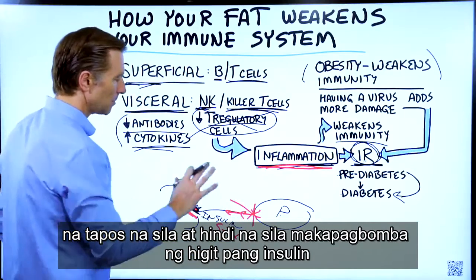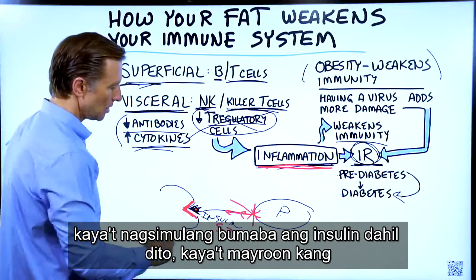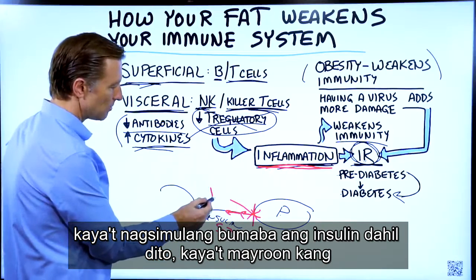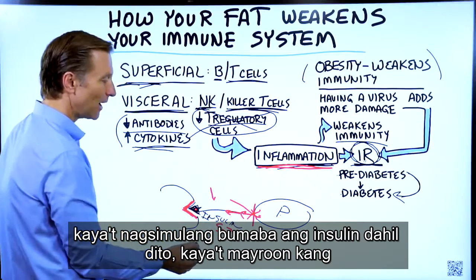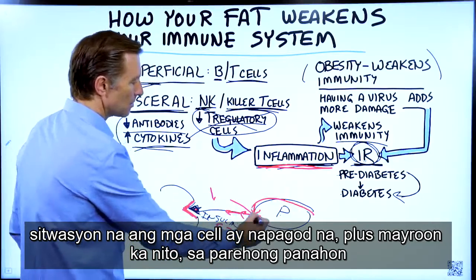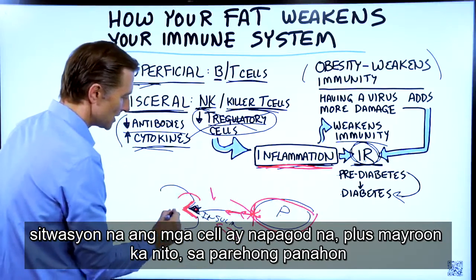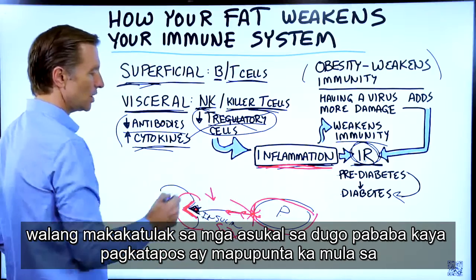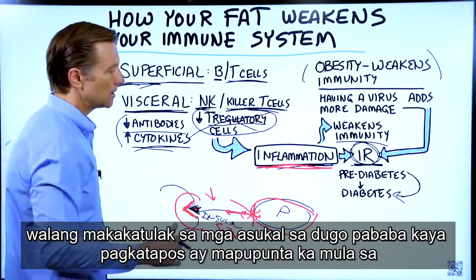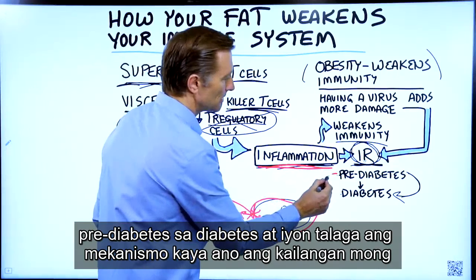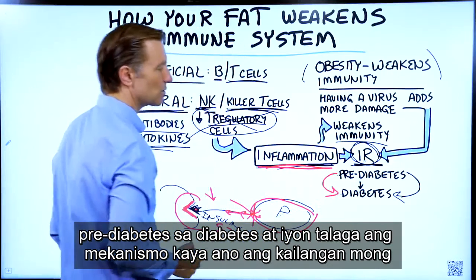They can't pump out any more insulin. So the insulin starts going down, down, down because of this. So now you have a situation, the cells are burnt out, plus you have this at the same time. There's nothing there to push the blood sugars down. So then we go from pre-diabetes to diabetes, and that's really the mechanism.